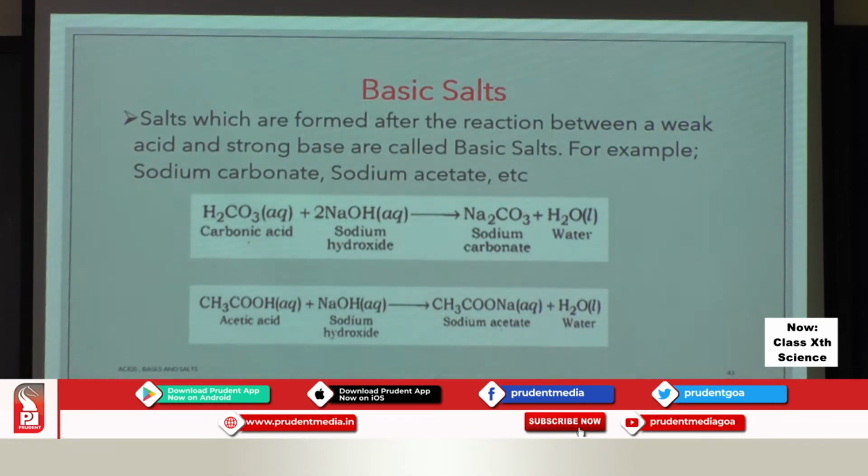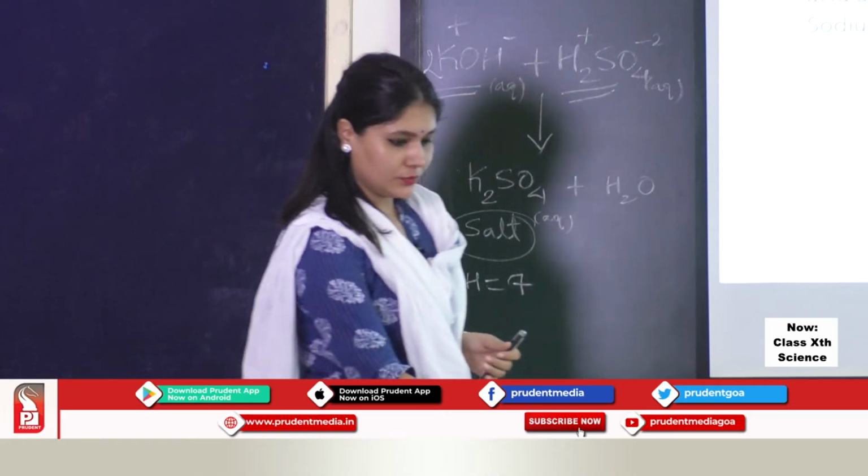That means the pH of this salt is going to be more than 7, and such salts result when there is a reaction between a weak acid and a strong base. For example, carbonic acid, which is a weak acid, or even acetic acid. You can see two examples given over here. Carbonic acid and acetic acid both are weak acids, but they are reacting with a strong base. When they react with a strong base, it results in the formation of corresponding products, that is sodium carbonate and water, and over here sodium acetate and water.